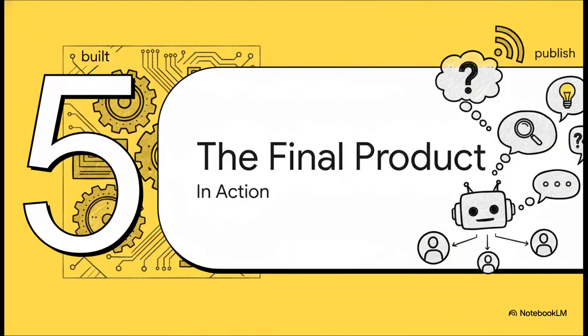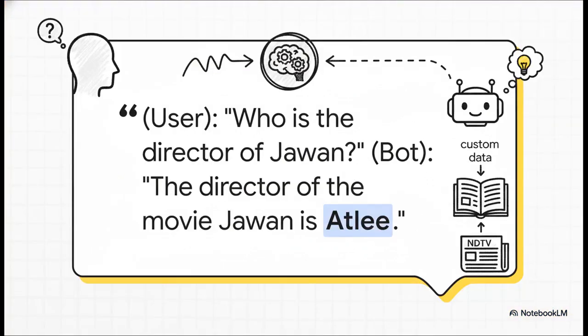Okay, all the logic is set up. Everything's in place. Let's publish our bot and see this intelligent assistant in action, handling a couple of different kinds of questions. First up, a question that we know should be in our custom data. The user asks, who is the director of Jawan? And perfect. The bot correctly replies with Atli, using the knowledge it got from that Andy TV article.